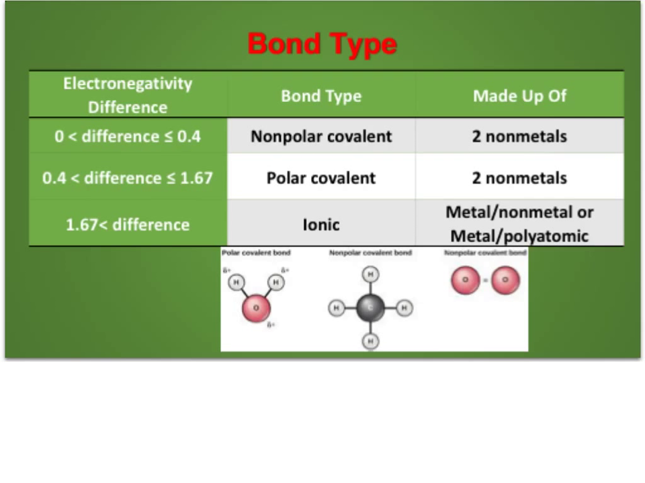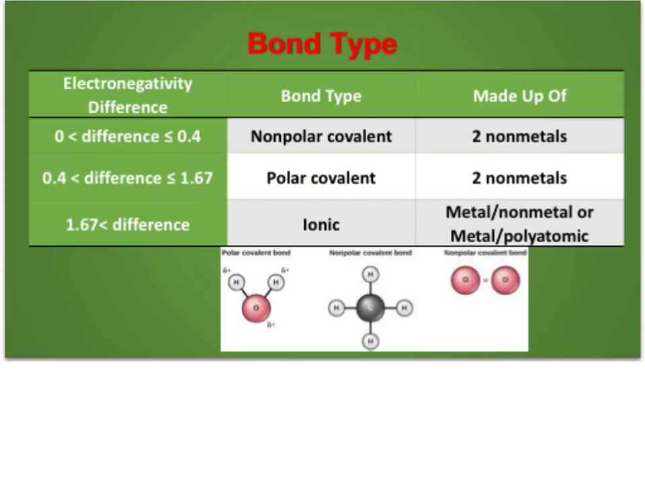So here we're going to talk about bond type. Use electronegativity to determine bond type. That is the difference in electronegativity of the elements that make up the compound. We have not talked about bonds yet, but we're going to introduce it here. You're responsible for knowing this table, memorizing it. Notice that if the difference is greater than 0 but less than or equal to 0.4, it's going to be nonpolar covalent. If the difference is greater than 0.4 but less than or equal to 1.67, it's going to be polar covalent. If the difference is greater than 1.67, it's going to be ionic.